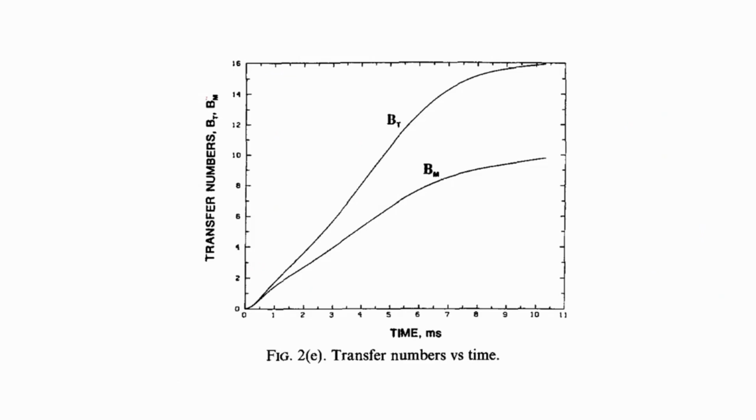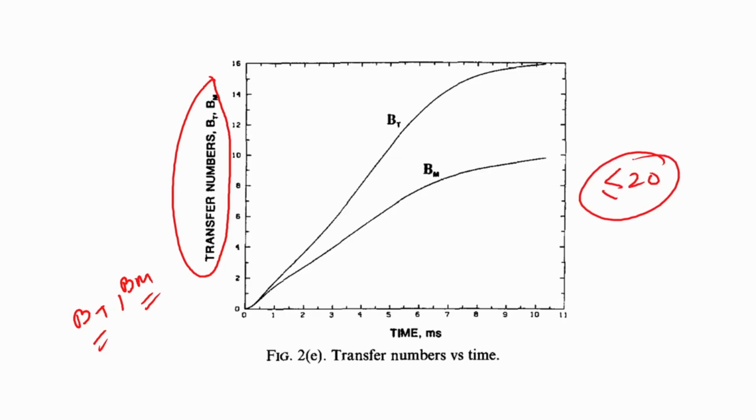Let us look at the transfer numbers now. What are the two transfer numbers we have? We have Bt and we have Bm, that is the Spalding heat transfer number and Spalding mass transfer number. Now, we said that they have to be less than 20 for this model to work. So, you can see that both of them go up, and they flatten out towards the end of the cycle. Bm flattens somewhere around 8, Bt flattens somewhere around say 15. So, the heat and mass transfer numbers go up with time.